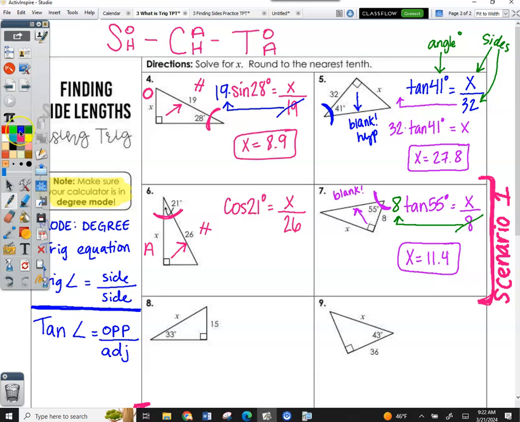Whatever's in the bottom of the fraction cross multiplies to the front. And in this case it was a number, which means I can go straight to my calculator. If it was the X, you would have to do one additional step. Did you get 24.3? Yeah. So the paper that I'm actually going to look for is page 55. And you would finish the ones that we left blank.